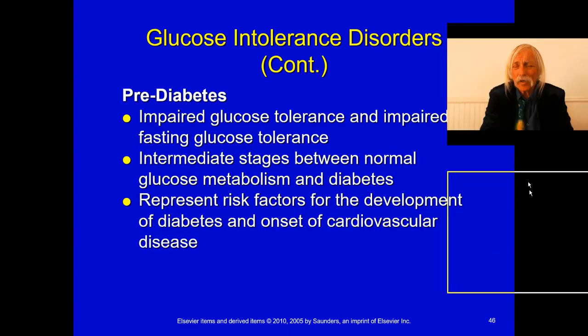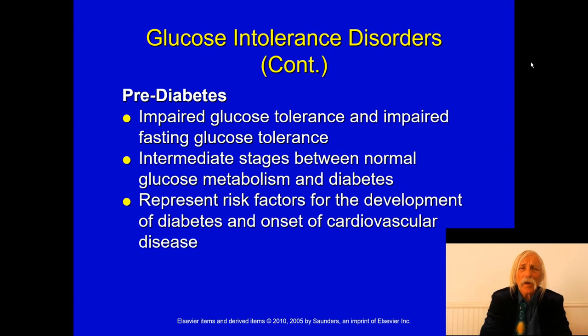Pre-diabetics, you can usually be screened for that. You get impaired glucose tolerance, that is, you get glucose intolerance, and you get impaired fasting glucose. Both of those are glucose intolerance. Intermediate stages between normal glucose metabolism and diabetes can also be picked up during these phases of these exams.